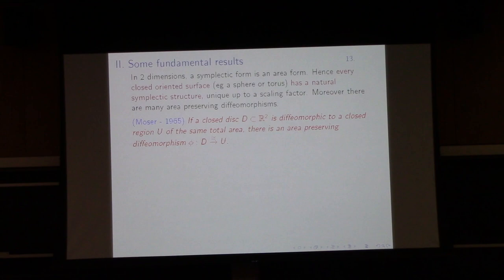And here's a typical result of Moser. If you have a closed disk and you have another region which is diffeomorphic to it and has the same total area, then you can find a diffeomorphism which takes the disk to this region. So here's, for example, a disk in the plane. Here's a slit disk where I've taken the disk and removed a little wedge from it. Whether you think of it as smooth or you take the open region, there's an area-preserving diffeomorphism from the disk onto this surface. You can take any shape, as long as the target is diffeomorphic to your original and has the same total area, and there's nothing interesting to say about it.